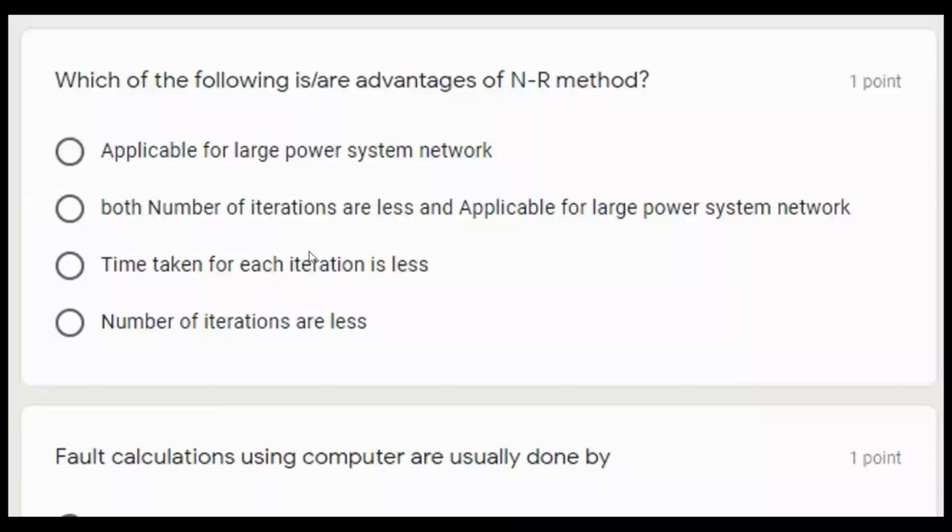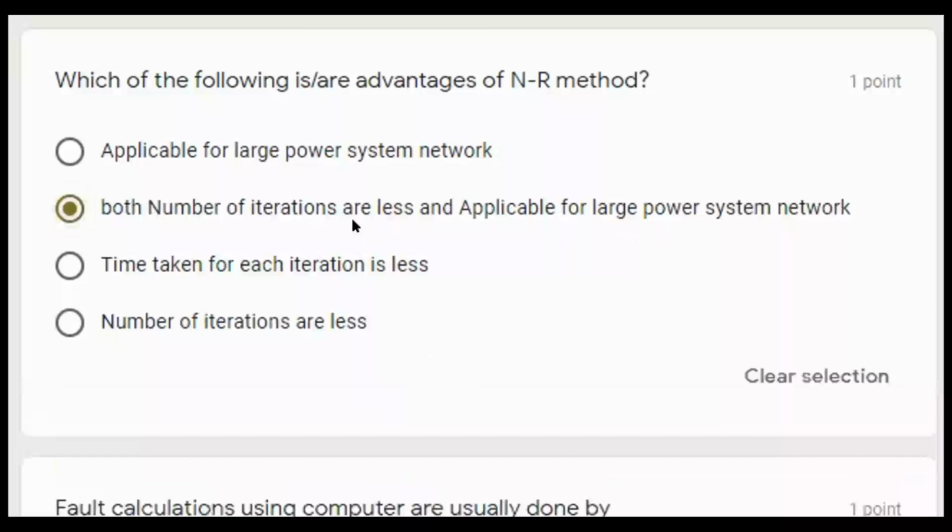The calculation time is large, so it requires large time. The number of iterations are less. Number of iterations less is correct. But the second one is correct because both the number of iterations are less and it is applicable for large system networks. This covers two advantages. Second point.